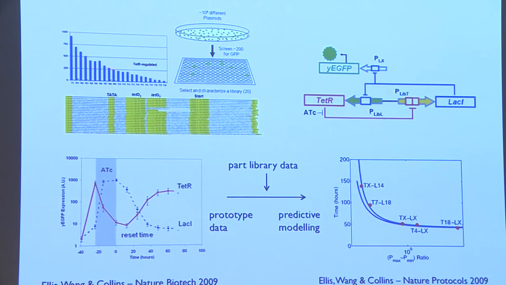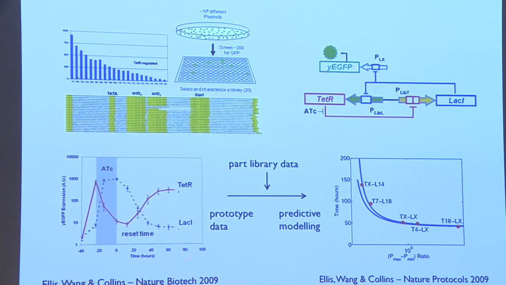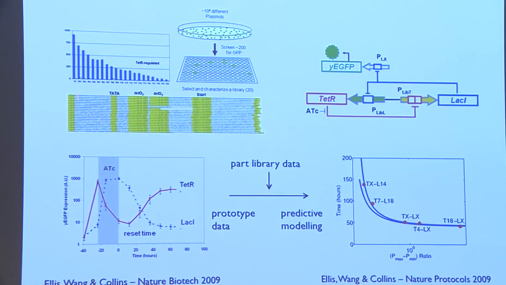And we could then use these different regulated promoters in our system, and we could take data from this part library, put it in together with the prototype data from the initial version of the network we made, and we could use predictive modeling to work out different reset times from different combinations of modular parts we're putting together.